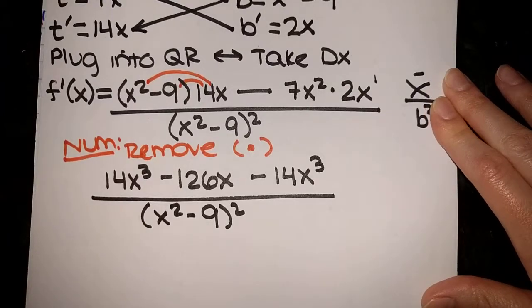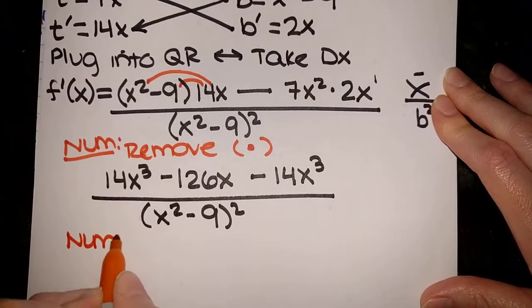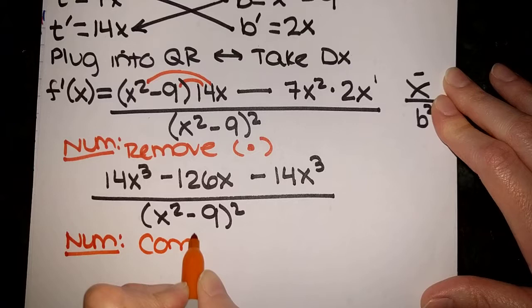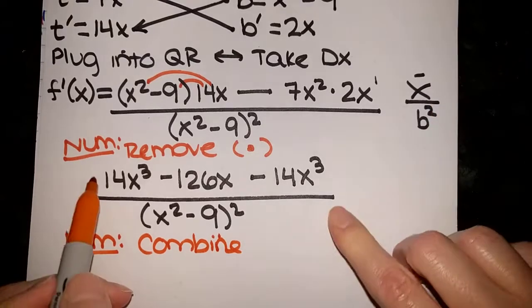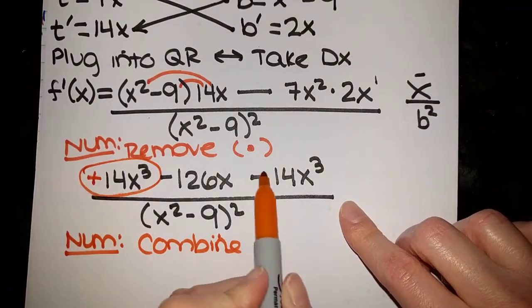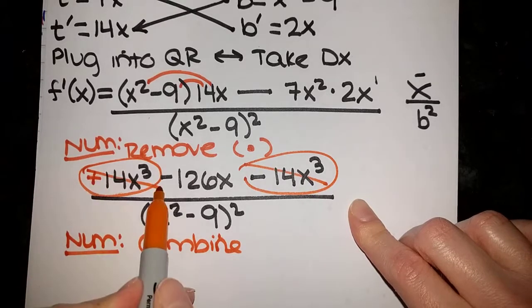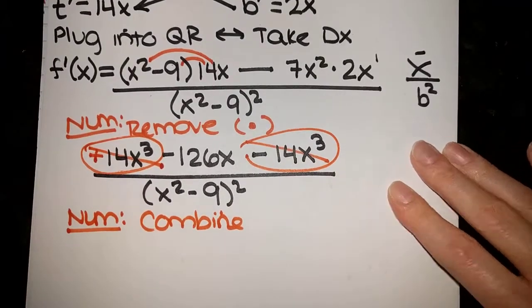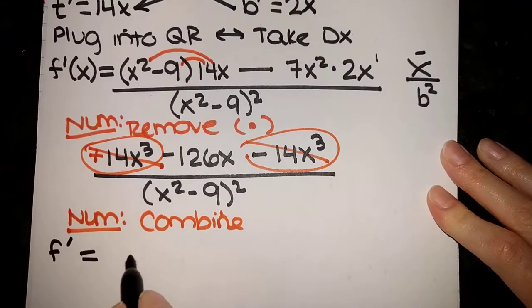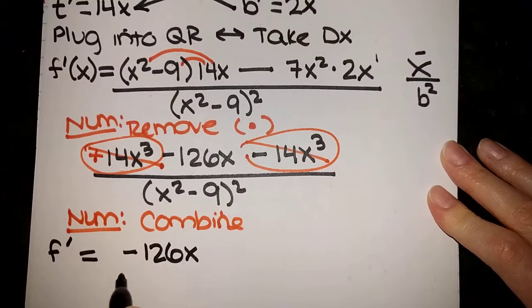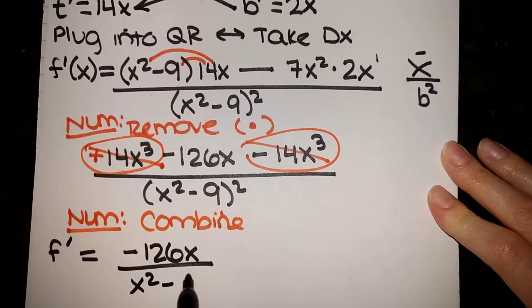Now, you also continue to focus on the numerator, you remove your parentheses, and you combine like terms. So in this case, I have a plus 14x cubed and a minus 14x cubed, so those cancel out. So you are left with, for your first derivative, negative 126x over x squared minus 9 quantity squared.